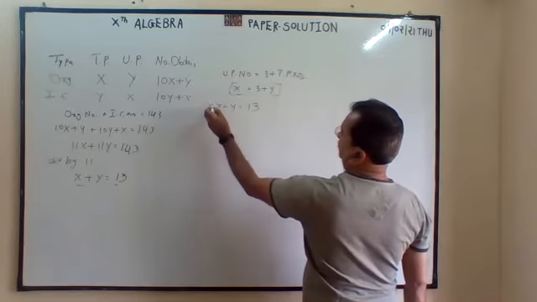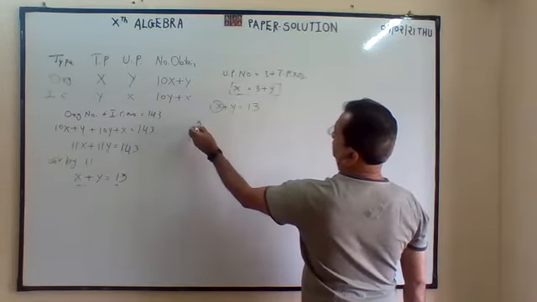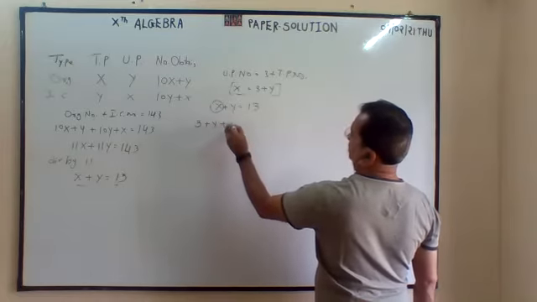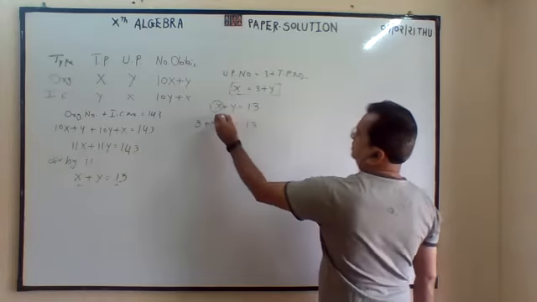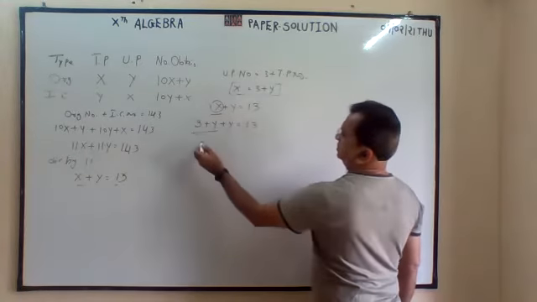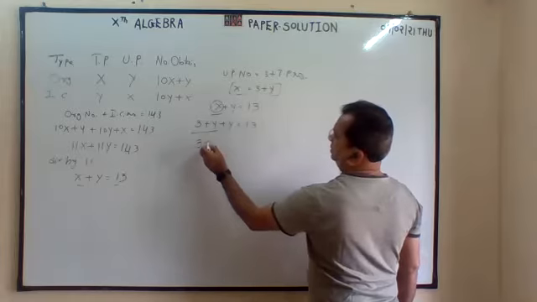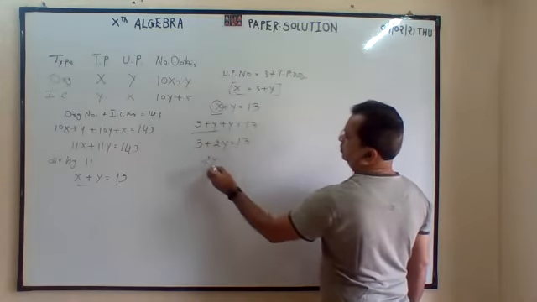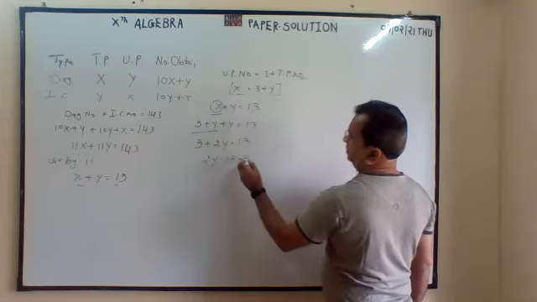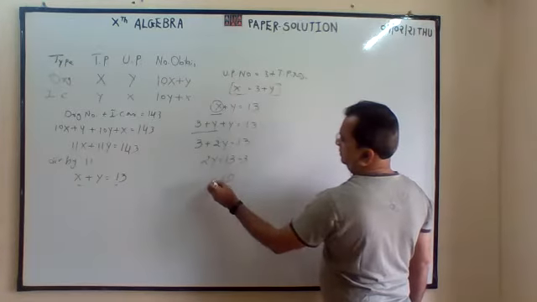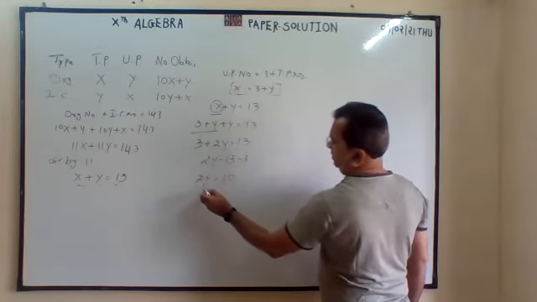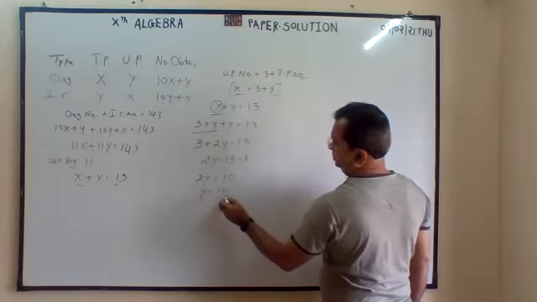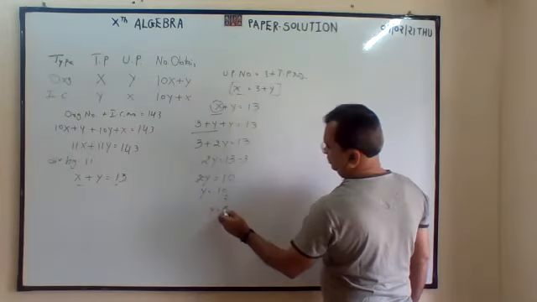What is x? That is 3 plus y. I have substituted this x here. So 3 plus 2y is equal to 13. 2y is 13 minus 3, that is 10, and 10 divided by 2. So y is equal to 5.